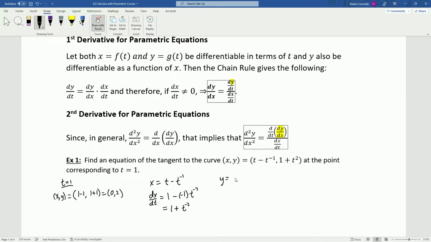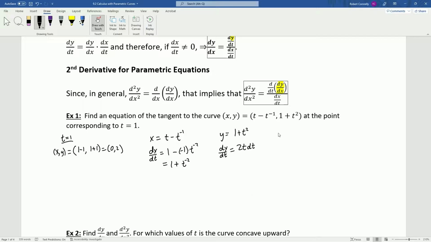Now y, on the other hand, is 1 plus t squared. So dy/dt is equal to 2t. And therefore, if I want dy/dx, I can just divide these results. dy/dt divided by dx/dt, which gives us 2t divided by 1 plus t to the negative second power.